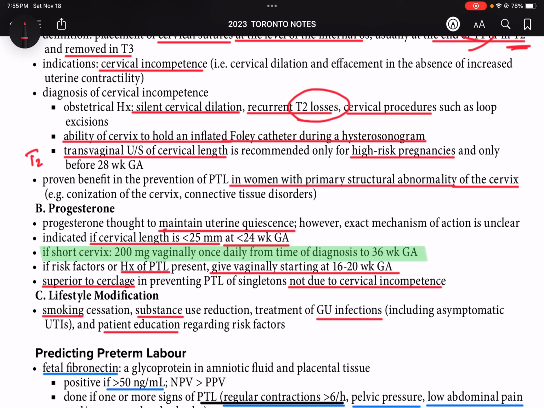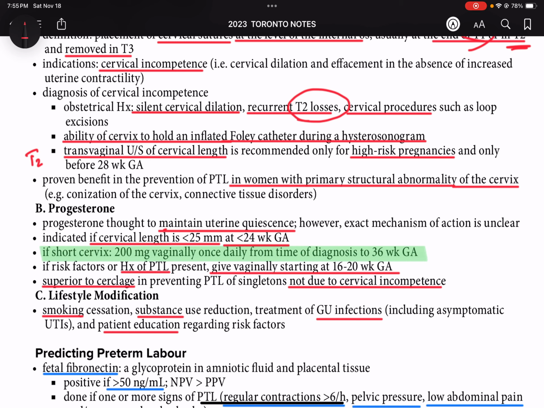So what we can do is give 200 milligrams vaginally once daily from time of diagnosis to 36 weeks of gestational age. So till 36 weeks we can keep on giving them progesterone as soon as we diagnose it, and as we are preventing, we have to check it earlier. So we do transvaginal ultrasound, we see if the cervical length is less than 25 millimeters, we start 200 milligrams of progesterone vaginally till 36 weeks.